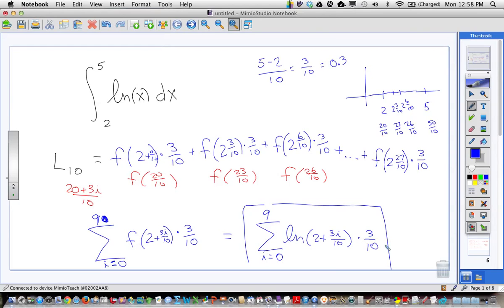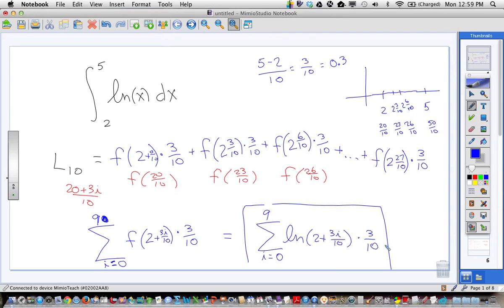Now what's my right edge? Let's plug in a 9. You've got two ways you can find this. One way to do it is to plug in a 9. The right edge is where you stop. So let's plug in a 9. 2 and 27/10.